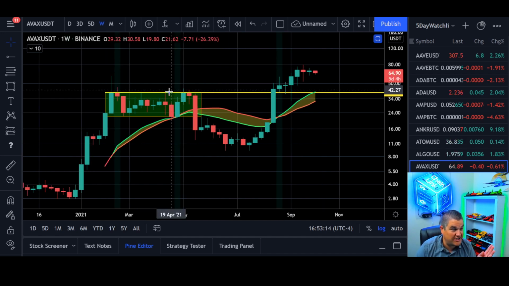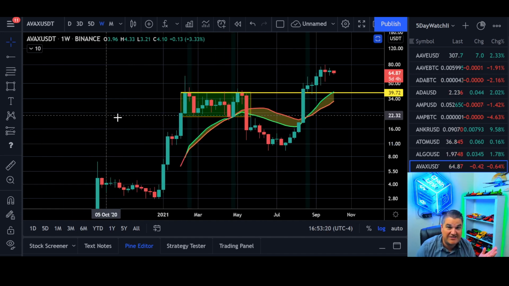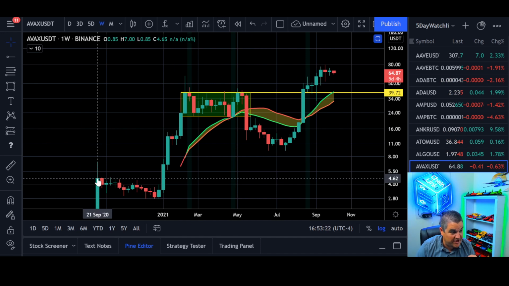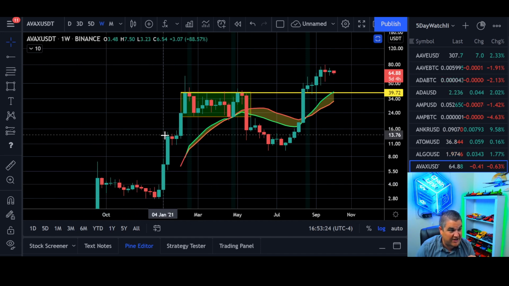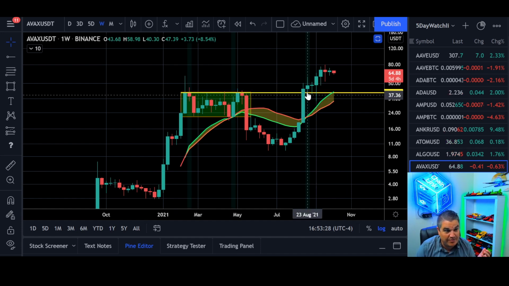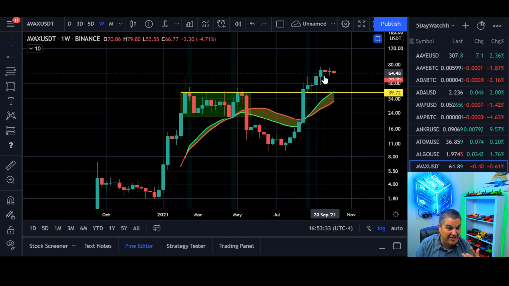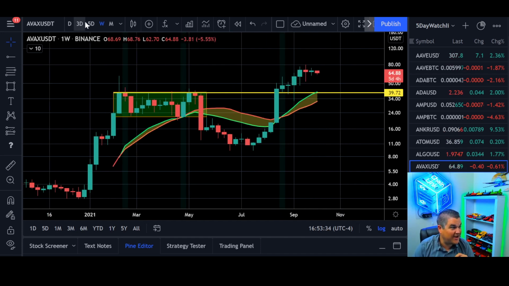That's just based on price structure. You see when you break previous all-time high candles, you're in price discovery, right? Anytime you break, right? You broke this, boom, price discovery. You break this, boom, price discovery. You break this, boom, price discovery. You break this, you follow the pattern. Okay, that is AVAX on the weekly.